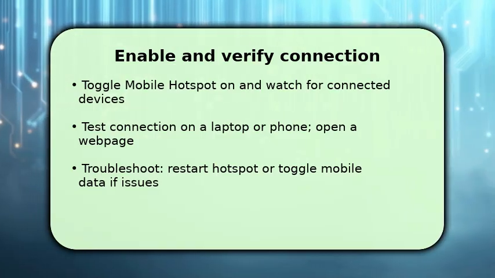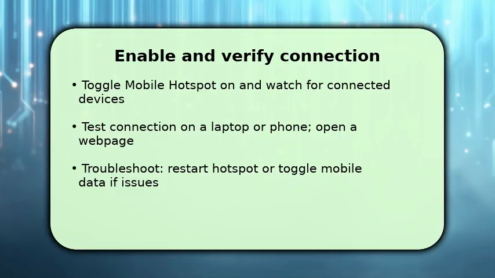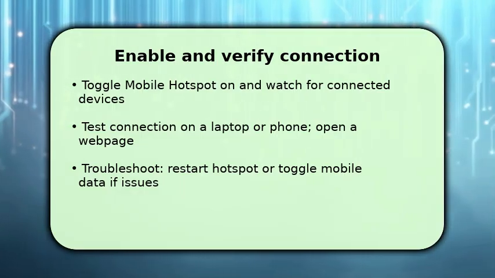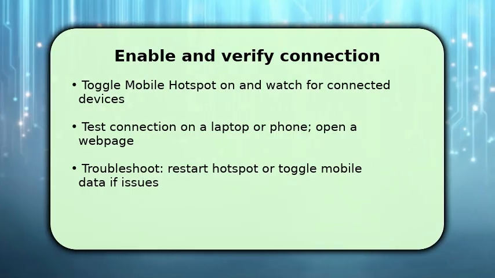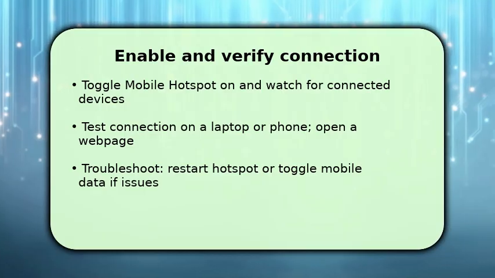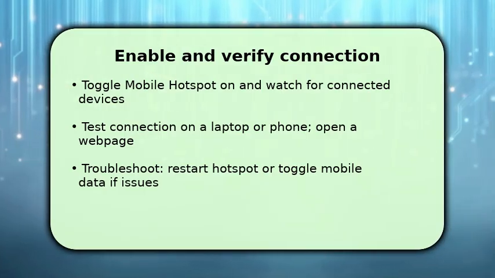If it fails, restart the hotspot feature first, then toggle mobile data off and on to refresh your carrier link. Make sure data limits or carrier blocks aren't active. If problems persist, reboot the phone and try again to clear transient errors.